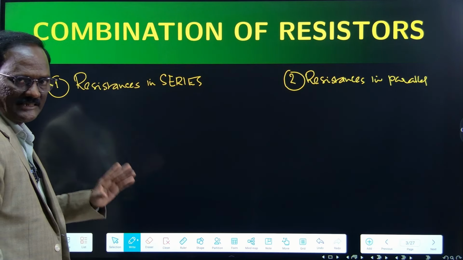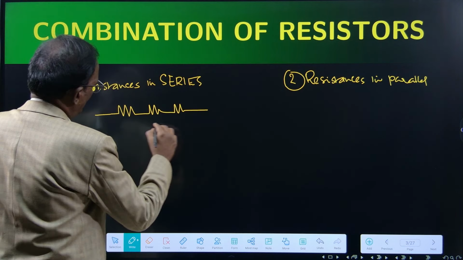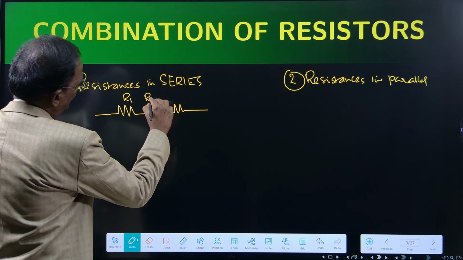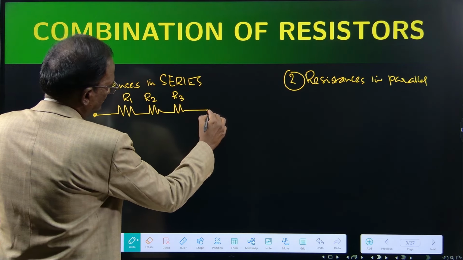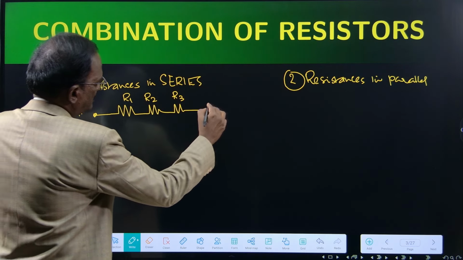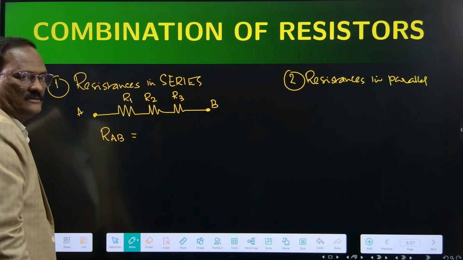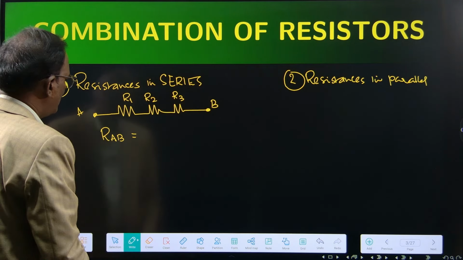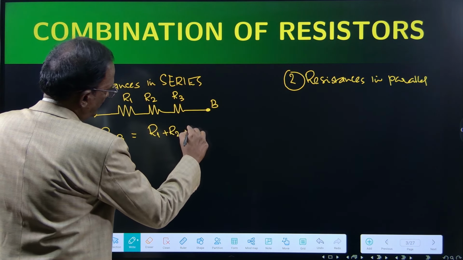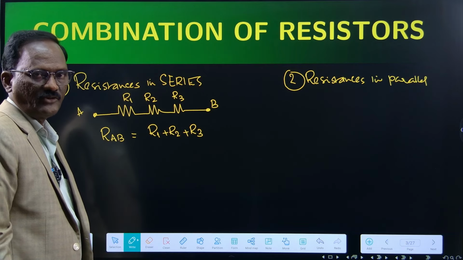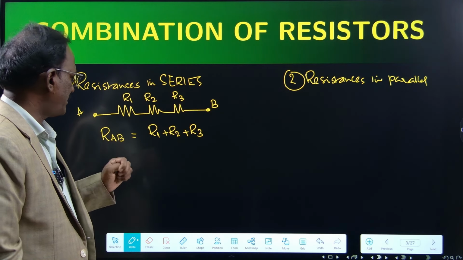So for resistances in series, assume I have three resistances R1, R2, R3. Let me label them. Say these are two terminals A and B. The equivalent value between the two terminals, RAB, is equal to, you just add them, R1 plus R2 plus R3. You know the formula right from class 10, so I am not going to prove the formula.